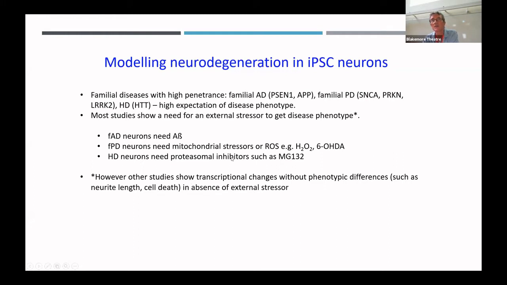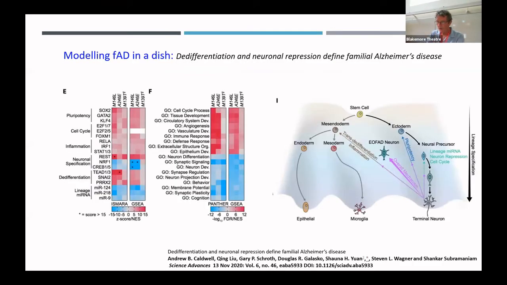Even then, you still see variation in this. Now, some of this variation may depend on the actual phenotype that you're reading out, whether you actually need that external stressor or whether you don't need that external stressor. Well, I'll come back to that. So I'm going to pick on two studies, one out of Shankar Subramaniam's lab, and that's this study. Their first attempt to look at familial Alzheimer's was not to use gene-edited cells, but to take cells which carried FAD mutations and compare them with age and gender matched controls.